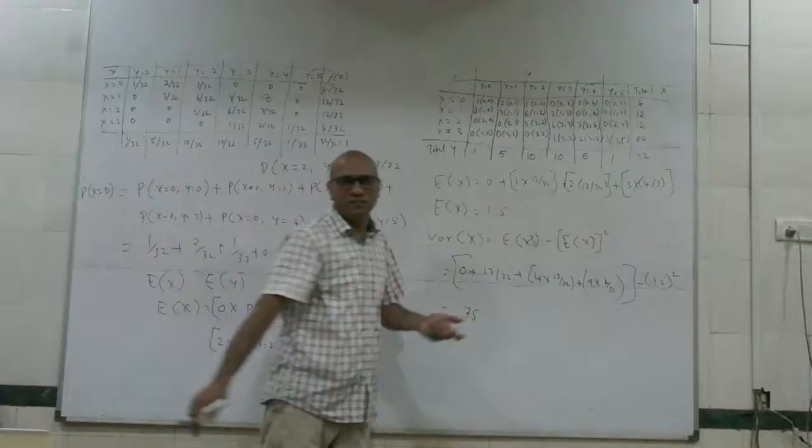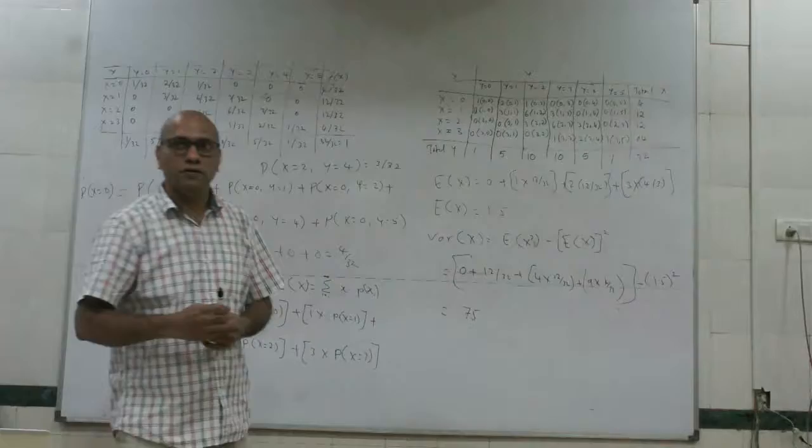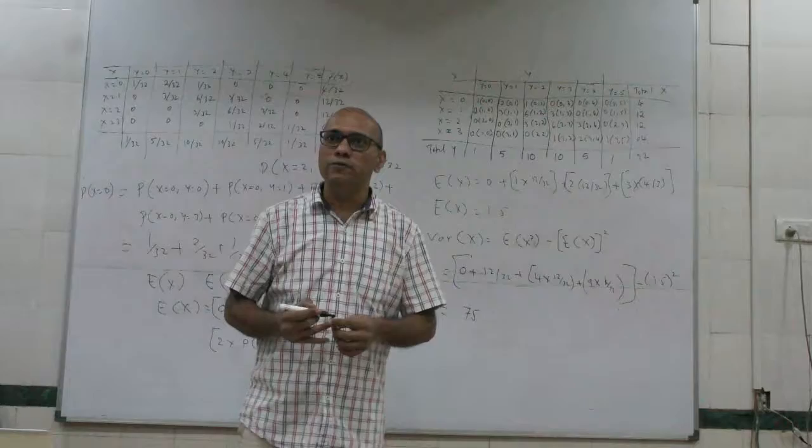You took x square, but the probabilities would not change. Probabilities are probabilities, so they stay associated with x. x px would now be x square into the probability of x.